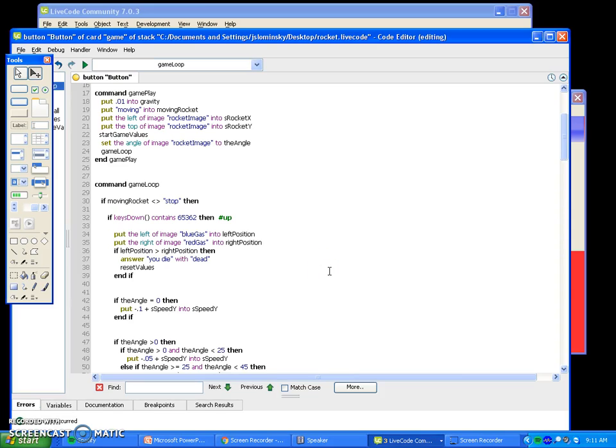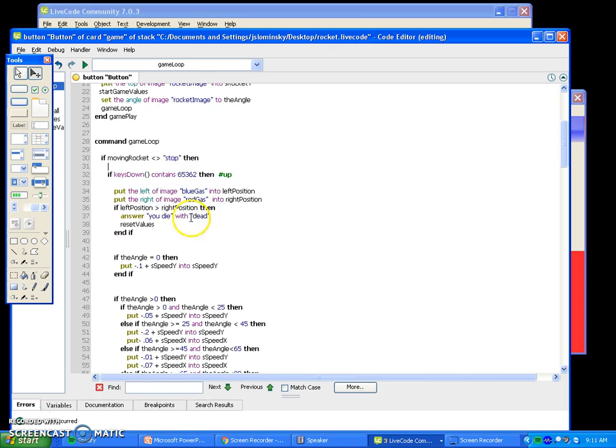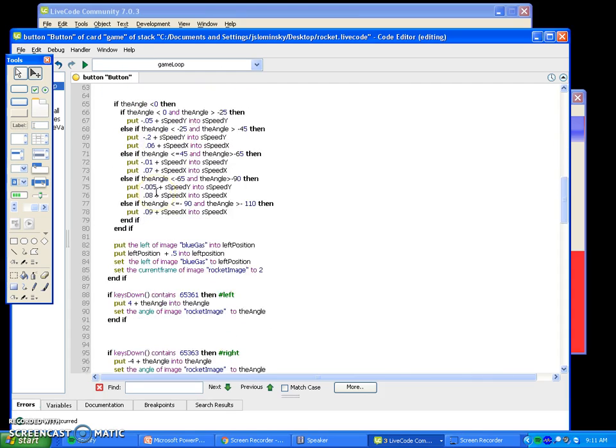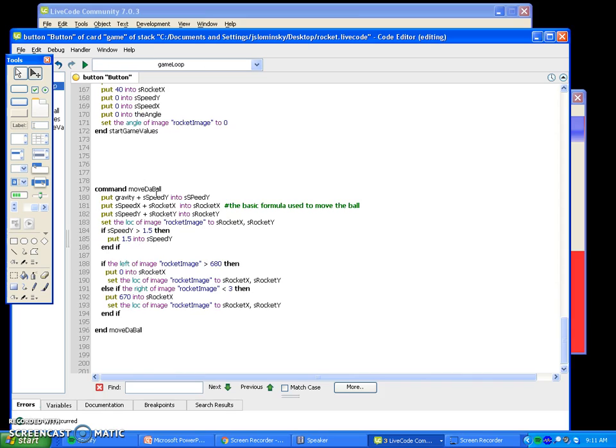Okay, in this video we're going to go ahead and do the game loop. This is going to cover what happens when the user is pressing the keys. What we're going to do is all this code underneath here. There's a lot of code.